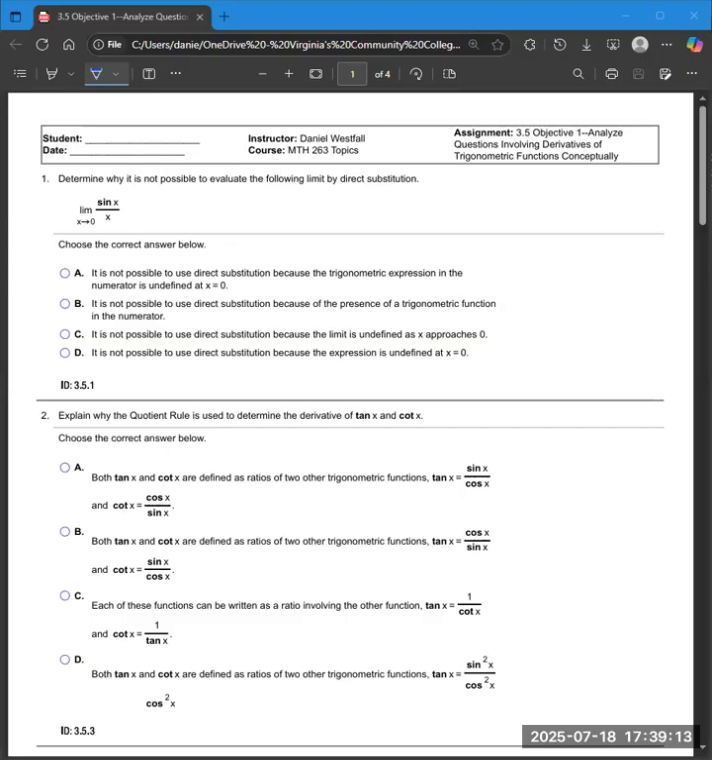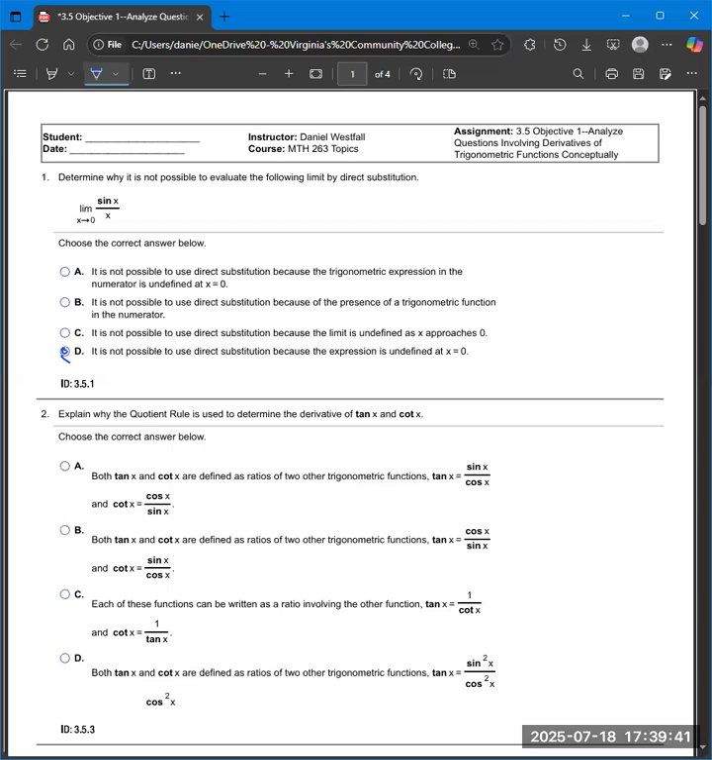In this video, we're going to talk about 3.5 Objective 1, where we analyze questions involving derivatives of trigonometric functions conceptually. Our first one is a special trig limit that we have: the limit as x approaches 0 of sine x over x. They want to ask why we can't evaluate that with direct substitution. And the reason is it's not possible to use direct substitution because the expression itself is undefined at x equals 0. So that's option D here.